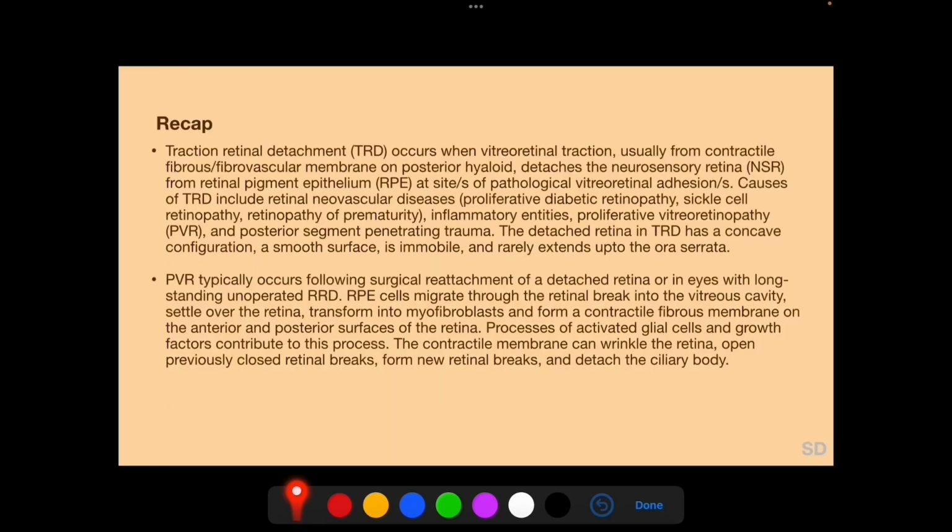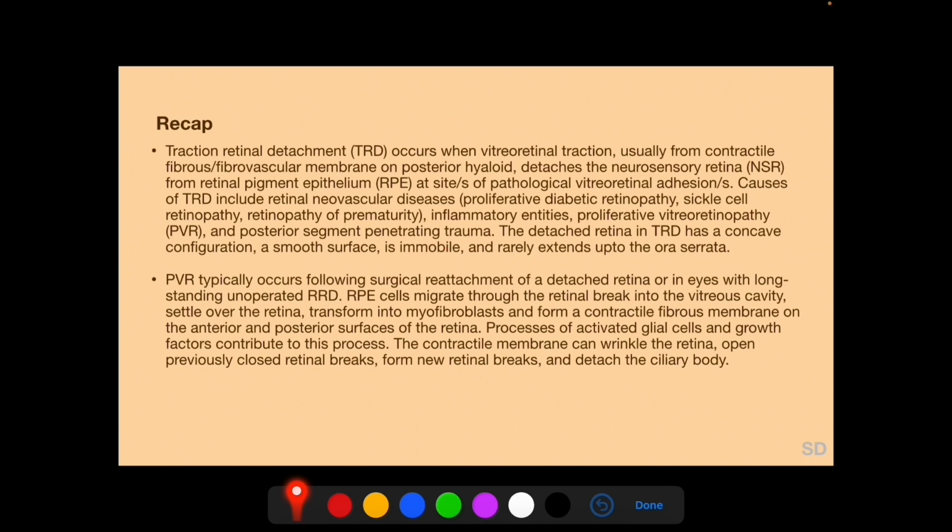To recap the salient points, traction retinal detachment occurs when vitreoretinal traction, usually from contractile fibrous or fibrovascular membrane on posterior hyaloid, detaches the neurosensory retina from the retinal pigment epithelium at sites of pathological vitreoretinal adhesions. Causes of traction retinal detachment include retinal neovascular diseases, inflammatory entities, proliferative vitreoretinopathy, and posterior segment penetrating trauma. The detached retina in TRD has a concave configuration, a smooth surface, is immobile, and rarely extends up to the ora serrata.